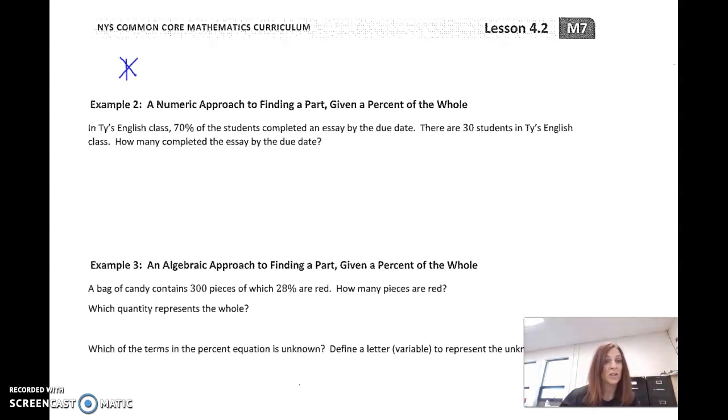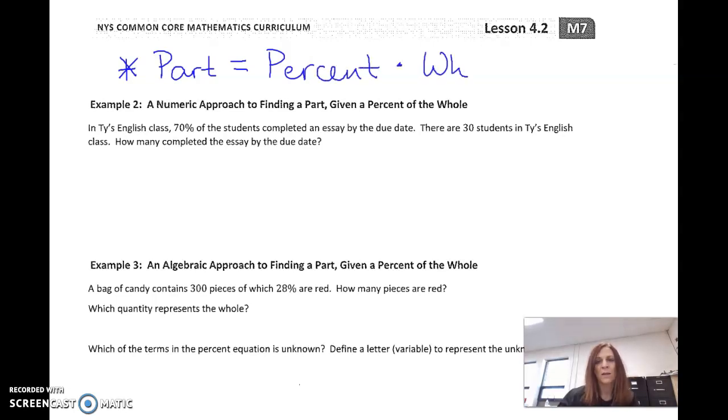So our equation is part equals percent times whole. Now, a couple things, and we'll eventually turn this into some variables here. Percent goes right here, but before we can multiply or divide or do anything, we do need to change it to a decimal. Okay, that's kind of why we did our work with converting earlier on. So let's use this equation in this problem here.